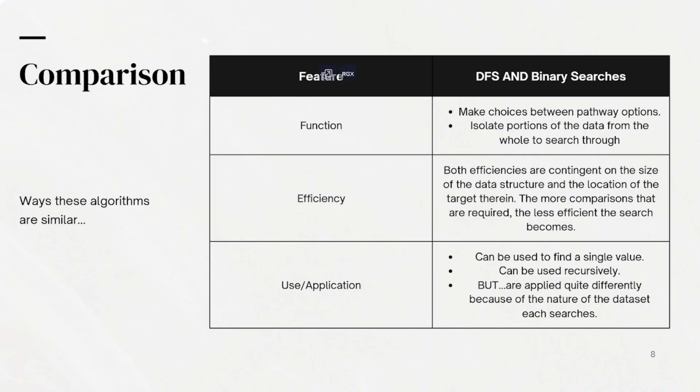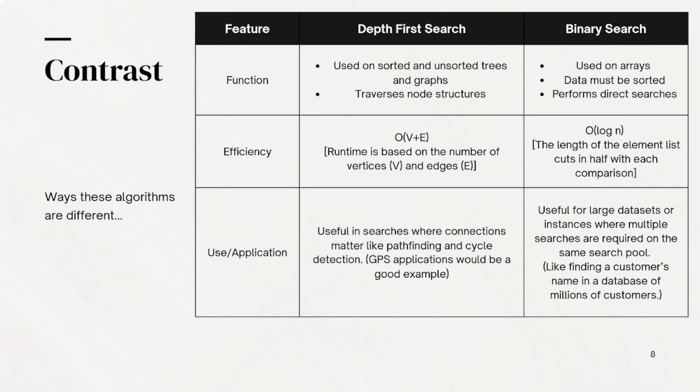And then finally, as far as use and application, they can be used to find a single value. That's a similarity that they have. If you're searching for a single value, they can also both be used with recursion. So recursively, they can call the next step. And at the same time, while they have these similarities, there are just so many significant differences because they're largely applied to very different types of data sets.